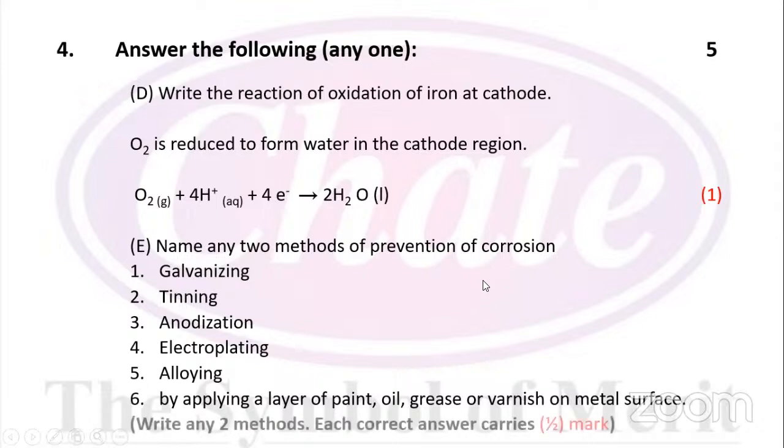If you write any 2 methods, each method will carry half a mark, and you will get 1 full mark out of this. So in this way, we are supposed to write down the answers in your answer sheet for this prelim.